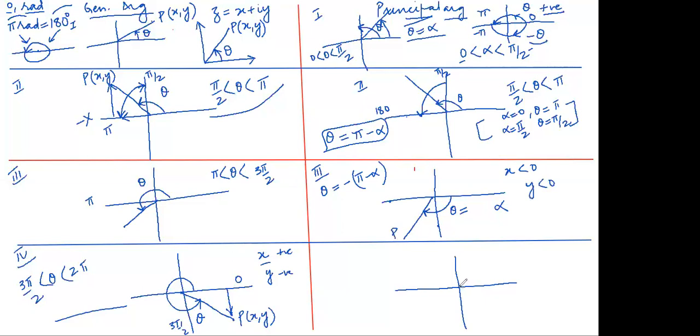Similarly, now I go for the fourth quadrant. This is the principal argument. This is how I define the principal argument. So what will be theta? Anybody remembers how we defined theta in the first quadrant? Theta is equal to alpha. Just take the minus: theta is equal to minus alpha. You got it?